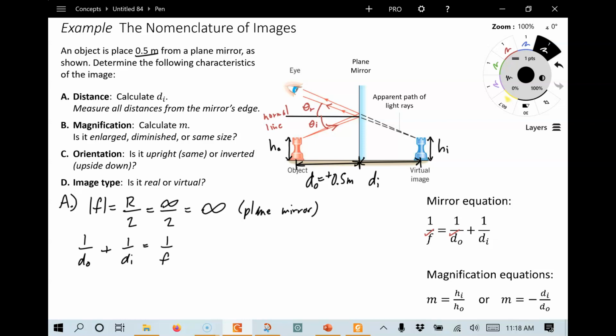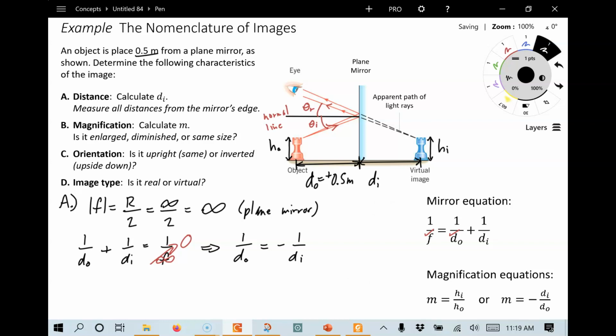And first of all, I'm going to go ahead and just put in infinity. Now, if we were worried about the infinity, we usually are sometimes, but 1 divided by infinity, what's that? That's always 0. So this works out pretty nicely here. And if we want, we can do one more step here. 1 divided by DO is equal to negative 1 over DI.